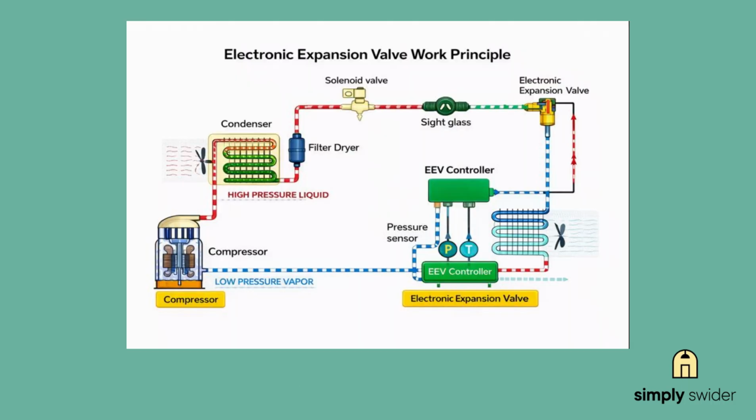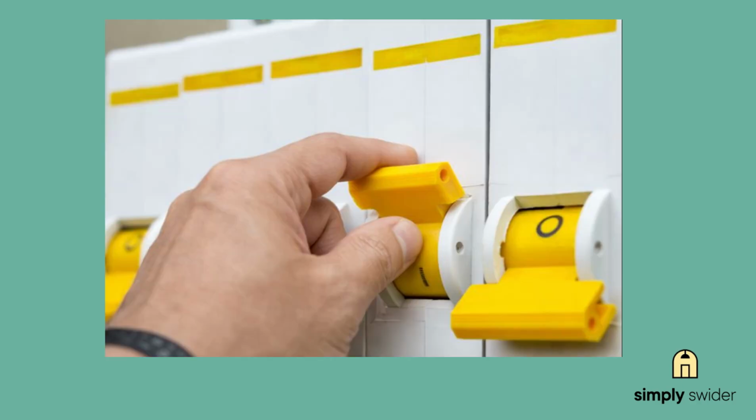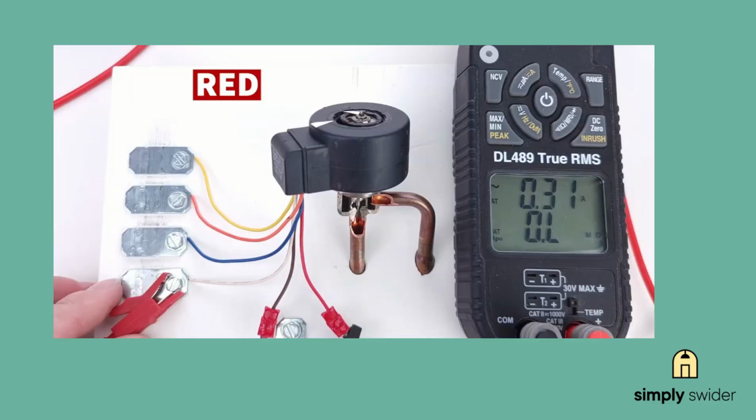Here's a simple test anyone can do. Turn off your unit's breaker for 30 seconds, then turn it back on. Stand next to your outdoor unit and listen carefully during the first minute of startup. You should hear a distinct clicking or ticking sound. That's the expansion valve resetting itself. If you don't hear this sound at all, your expansion valve likely needs attention from a technician.